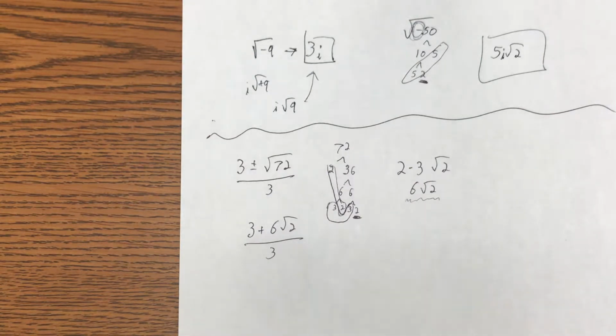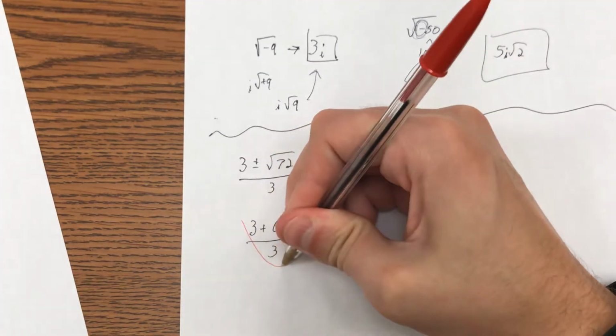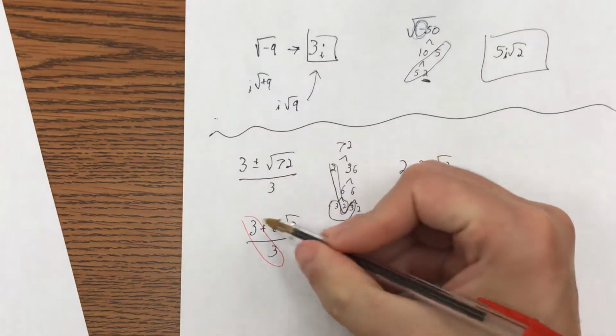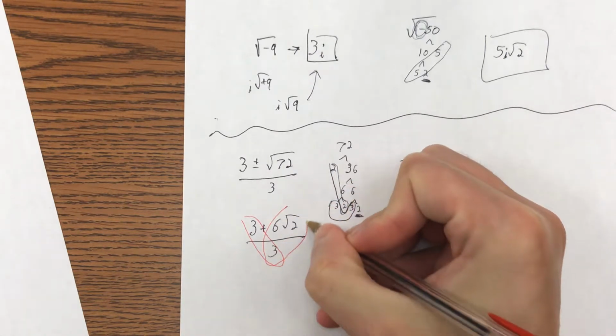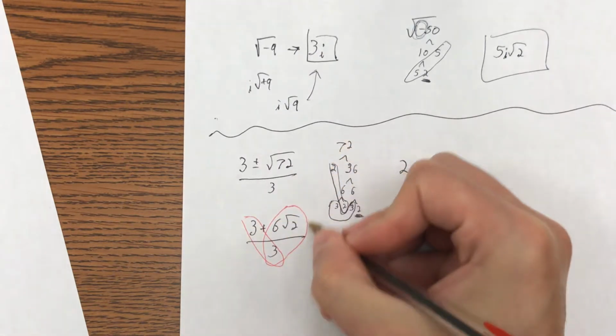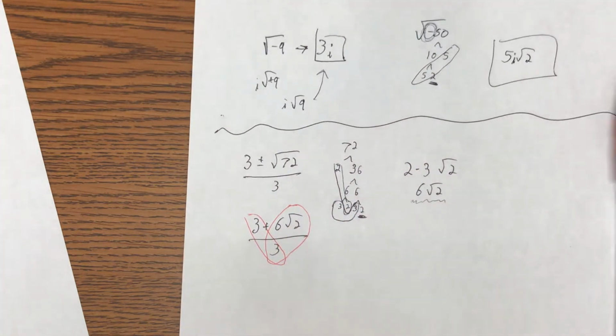And what you do next is something that I like to call the heart technique. I love it. Basically, whenever you have two things being added on top divided by a single thing, you have to split them up. You do that using this kind of heart shape. And you just divide those two parts.